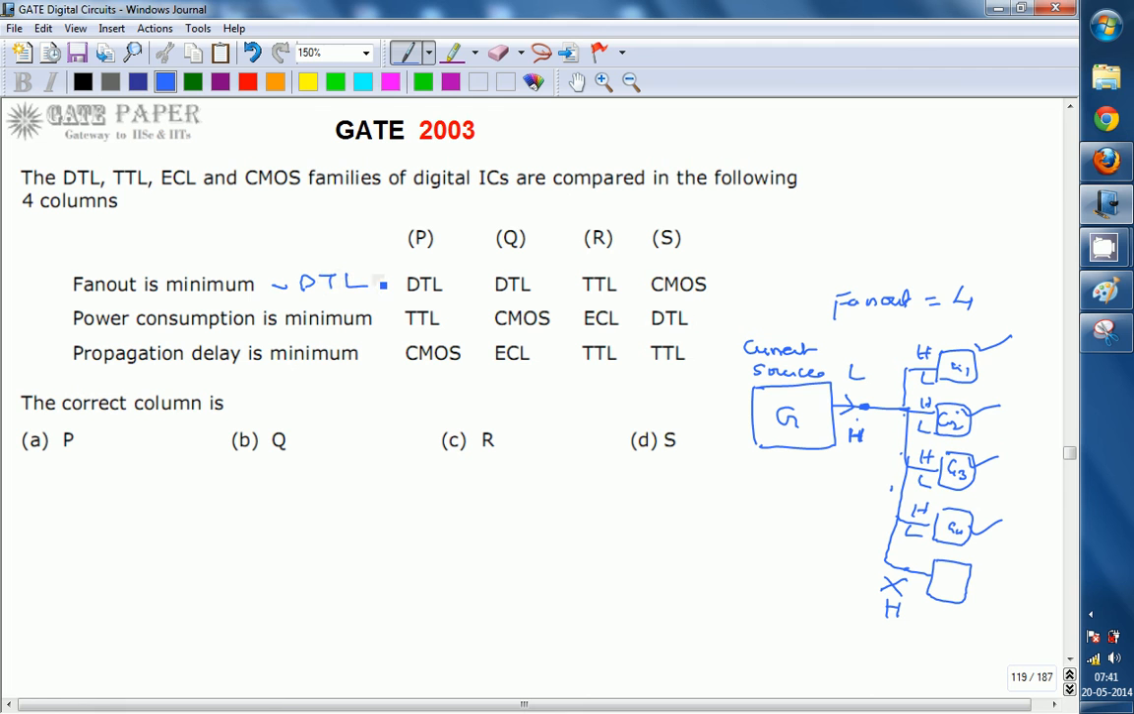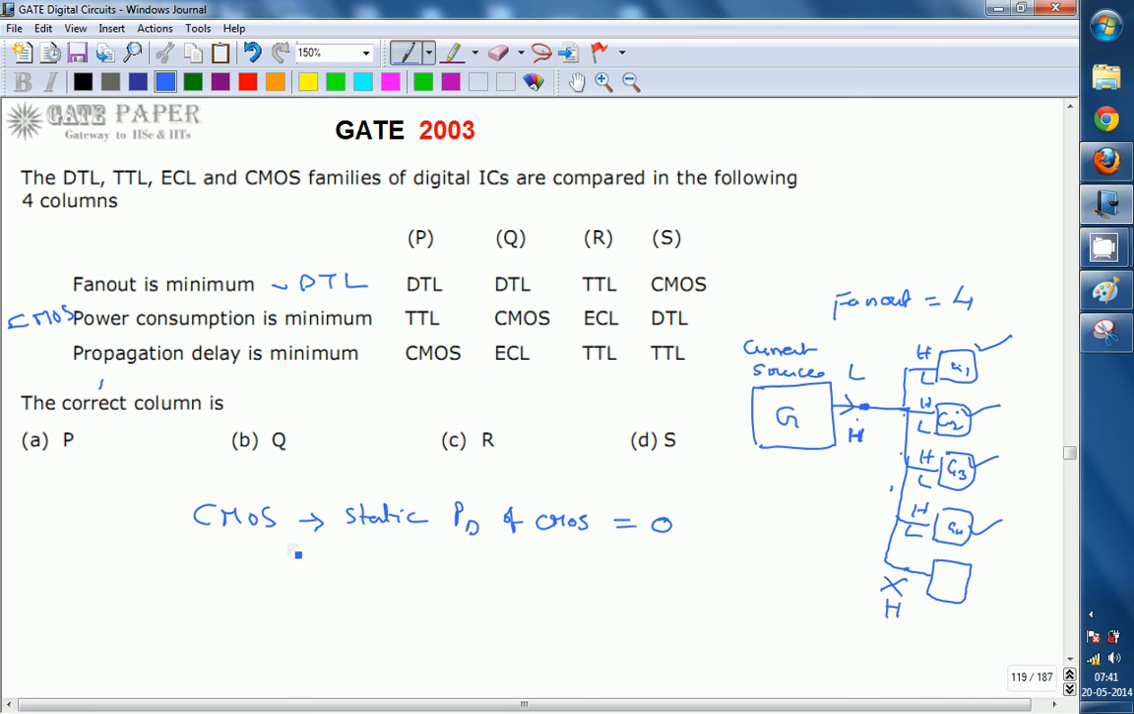Power consumption is minimum for CMOS. So CMOS is going to have minimum power consumption, because if you are not changing the inputs, the specialty of CMOS is that static power dissipation is going to be 0. Zero static power dissipation, ideally.